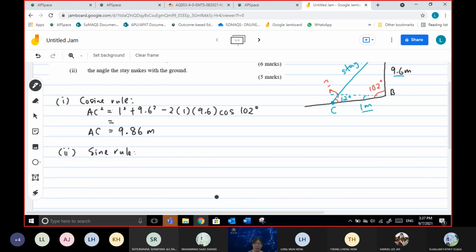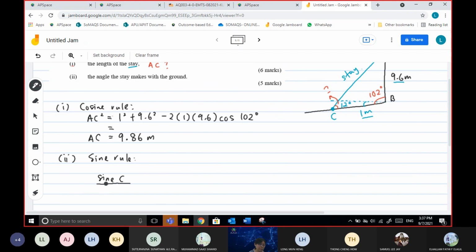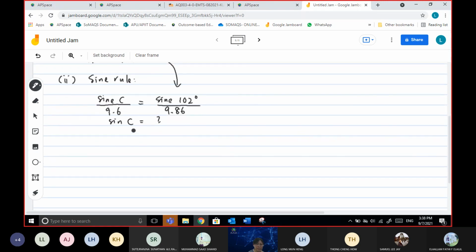Sine C, you need to find the angle C here. Sine C, corresponding angle is 9.6. Then we have another angle, 102, right? Then divided by the length of the stay, which we found in the first part. Then you can solve for C. The solving part, I leave it to you.